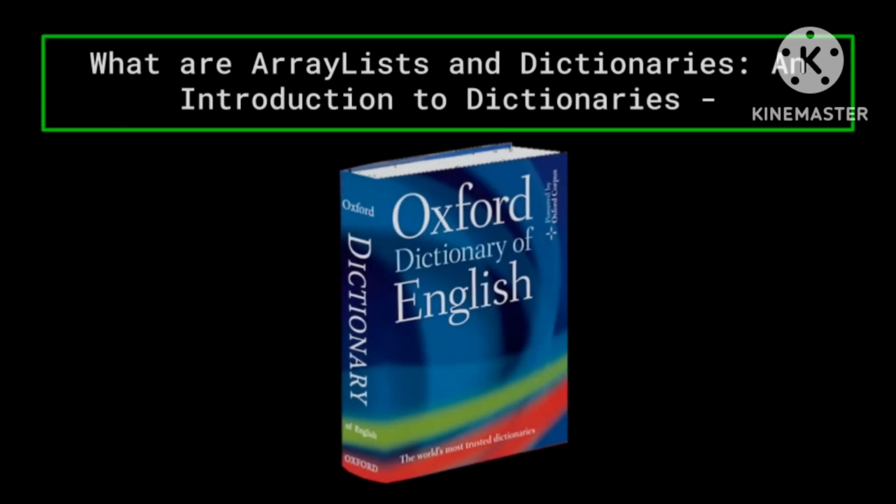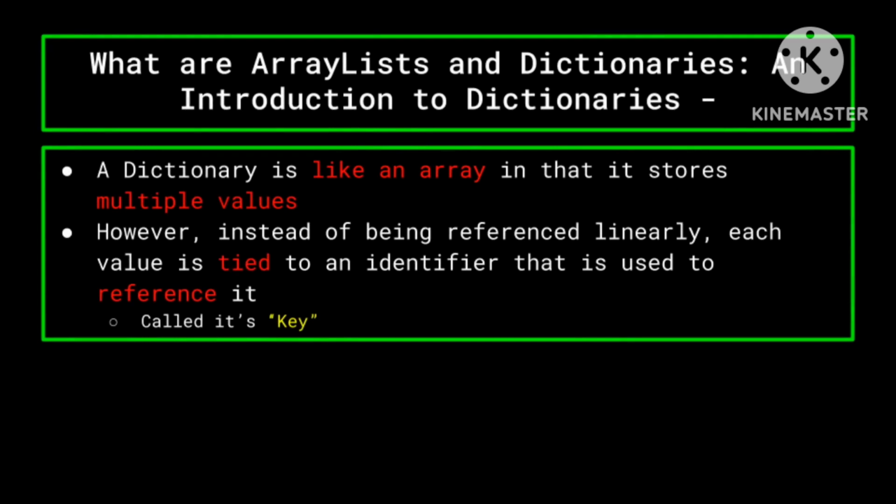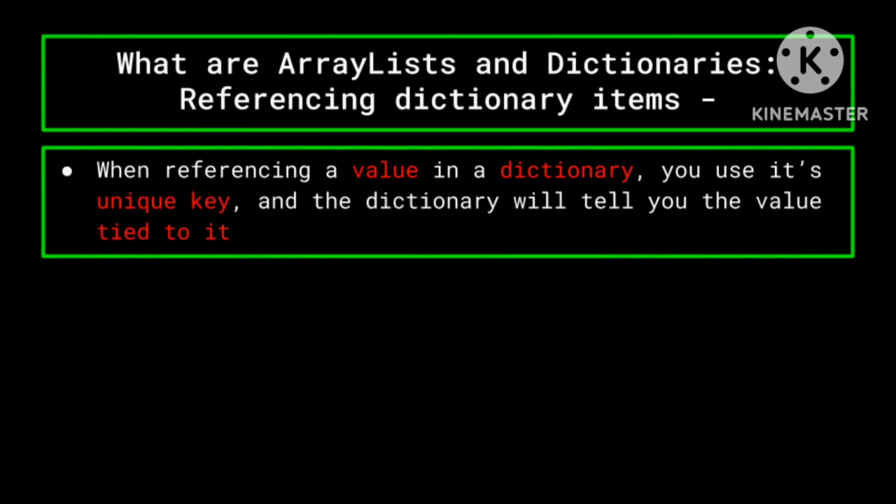Now when we're talking about dictionaries, we're not referencing that thick book you probably have lying around your house, which has thousands of definitions. In computer science, dictionaries are like arrays in that they store multiple values. However, their values are stored very differently. Rather than being referenced by their linear position within the dictionary, each value is tied to another value that is used to reference it, or its key. Because of this, we need to throw away all conceptions of dictionaries as a linear way of looking at data, since in actuality, it is much more fluid and interchanging. Basically, we say that each position in a dictionary holds a key-value pair. When referencing a value in a dictionary, you will use its unique key, and the dictionary will tell you the value that it is tied to.